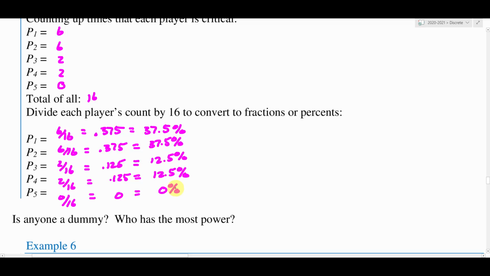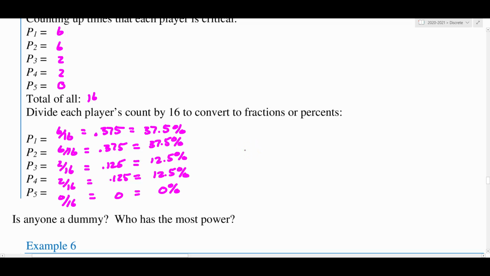And again, if I add these up, they should add up to 100%. If I add the tops of these fractions up, it should add up to 16, which it does. So they both check out. I didn't miss anything. I have all power accounted for. So now we know the power distribution here for each player.